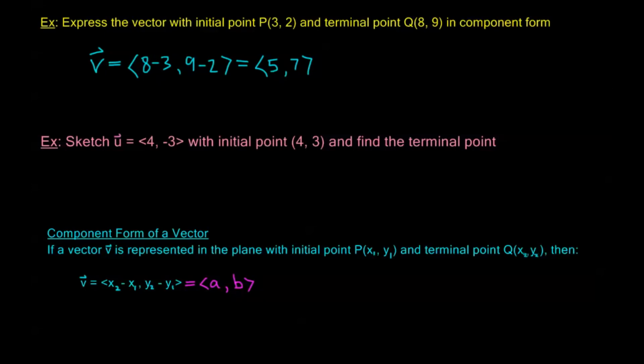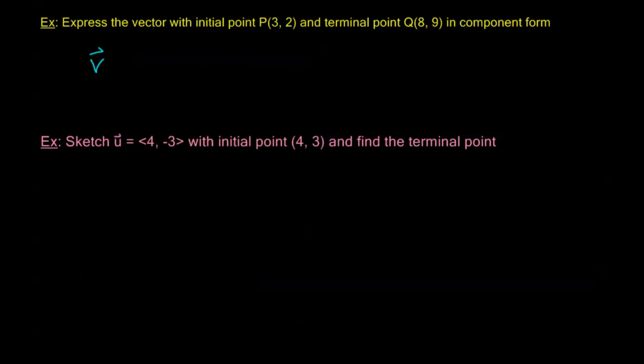Now let's take a look at this second problem. I'll go ahead and get this out of the way. Sketch the vector u, which in component form is 4, negative 3, with initial point 4, 3, and find the terminal point. Okay, so before we start sketching, let's go ahead and make a plane. I'm only really going to need the positive portion, and in particular I need a large quadrant 1 here, we'll see in a moment.